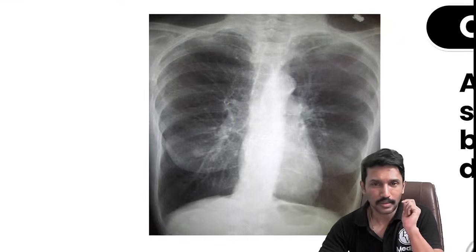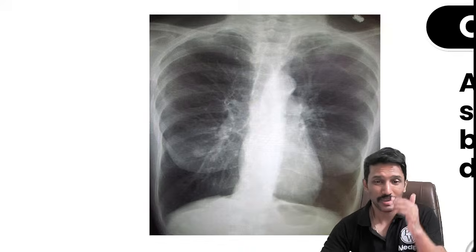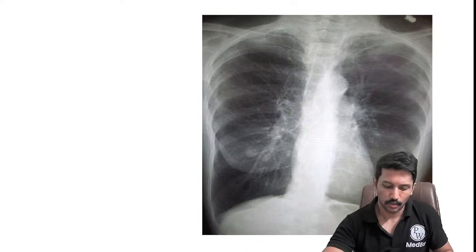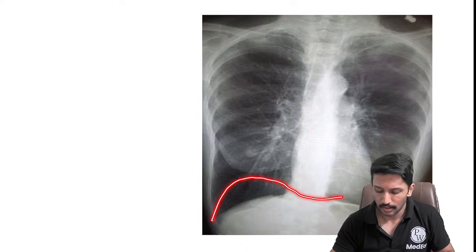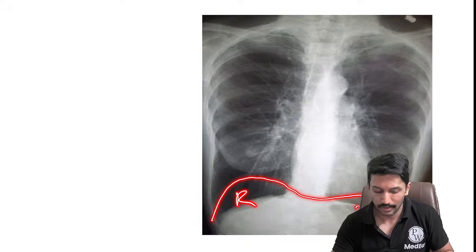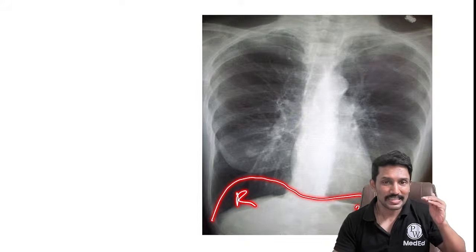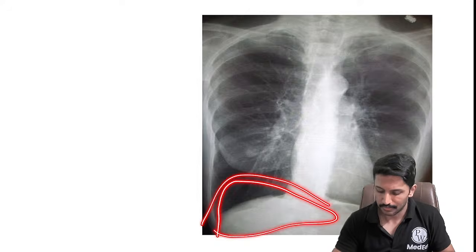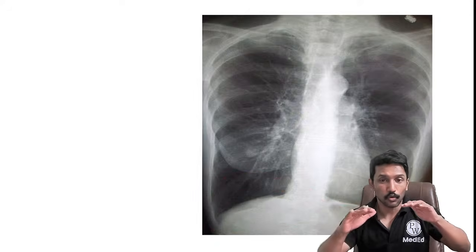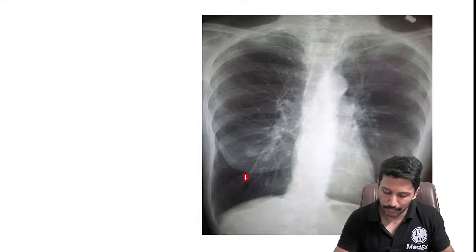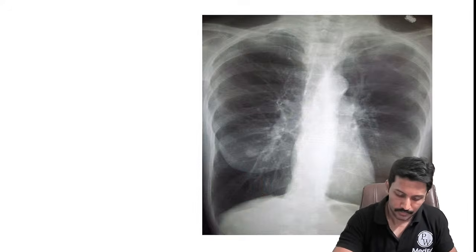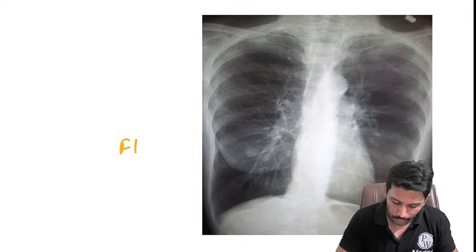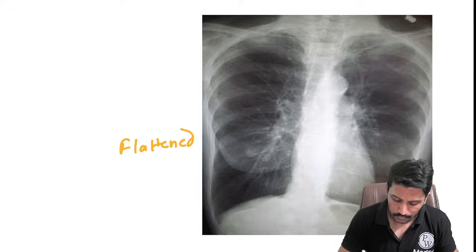In the X-ray, one thing that is very striking and clearly evident to me is the diaphragm, which is flattened. Normally, the diaphragm is like a dome. There is a right dome and a left dome. The right dome is slightly higher than the left because of the presence of the liver here. But that dome-like appearance is no longer there. The diaphragm is flattened. So in this X-ray, we are seeing a flattened diaphragm.